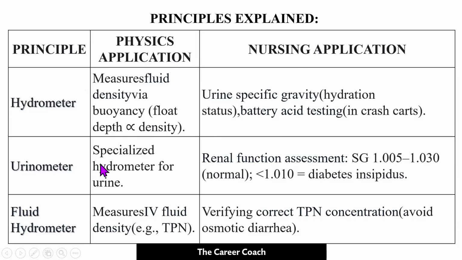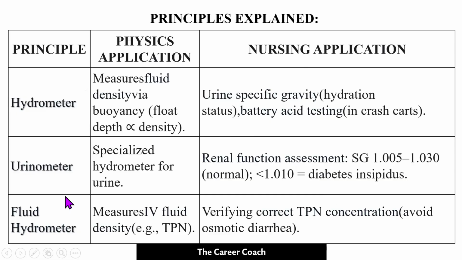Urinometer. The physics principle of the urinometer is that it is a specialized hydrometer for urine. It enables us to assess renal function. Specific gravity of 1.005 to 1.030 is normal. If it is less than 1.010, it could indicate diabetes insipidus.